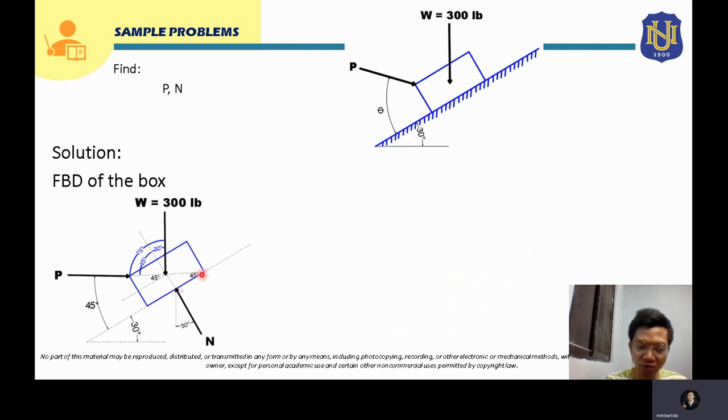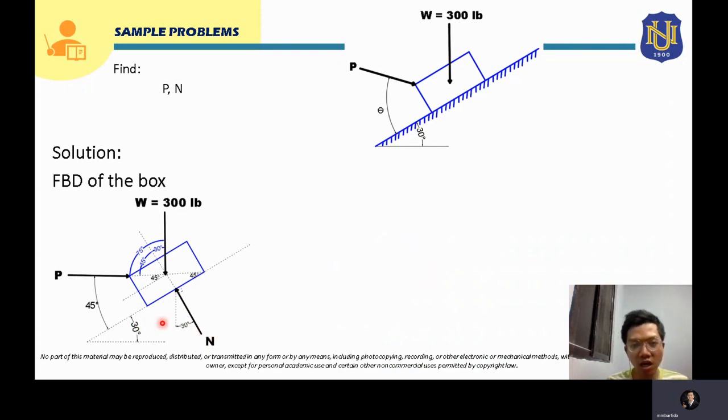And also for this normal force N, again, this is directed at this point, the center of the point of contact of the box and the surface. And this is applied perpendicular to the inclined surface. So if we put a vertical line here, its angle from the vertical is 30 degrees.